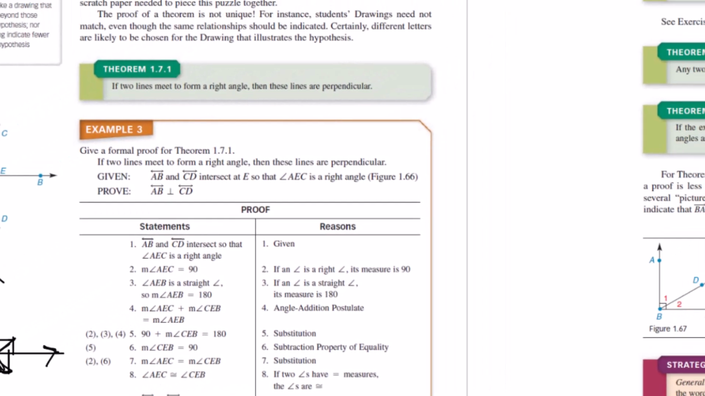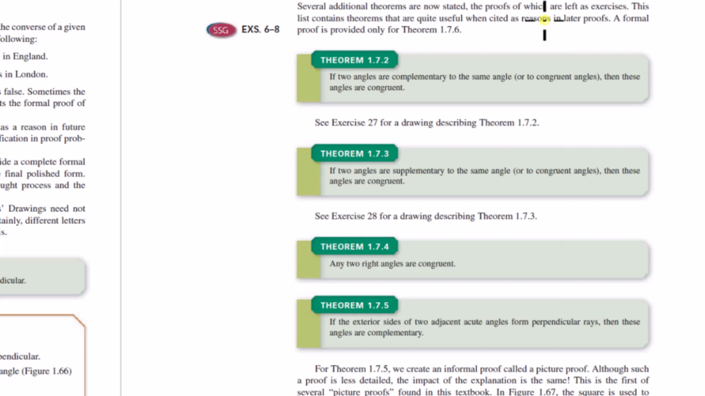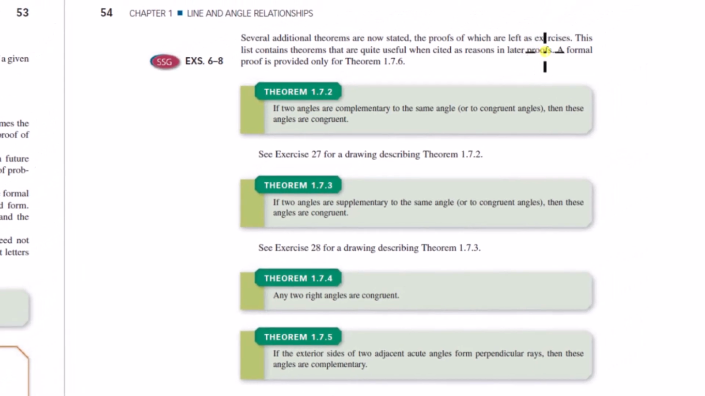Several additional theorems are now stated, the proofs of which are left as exercises. This list contains theorems that are quite useful when cited as reasons in later proofs. A formal proof is provided only for theorem 1.7.6. So here's some more theorems, and again, you can use these in future proofs. If two angles are complementary to the same angle or to congruent angles, then these angles are congruent.